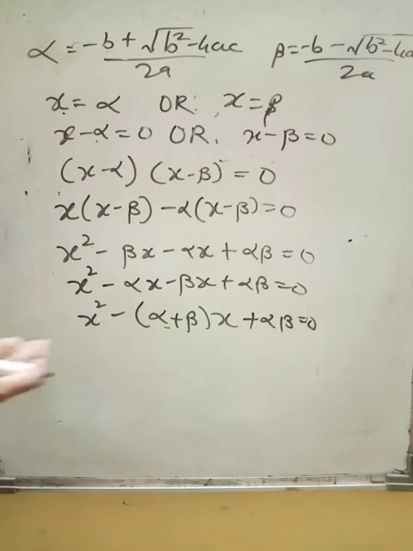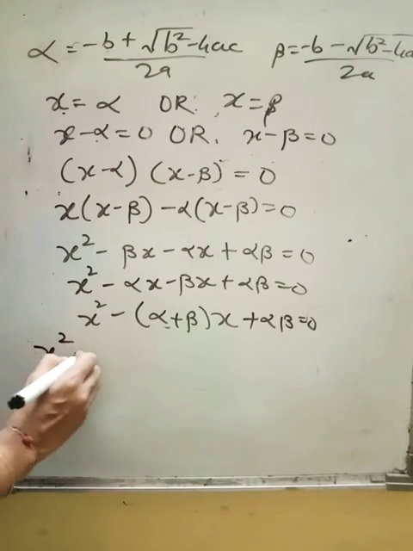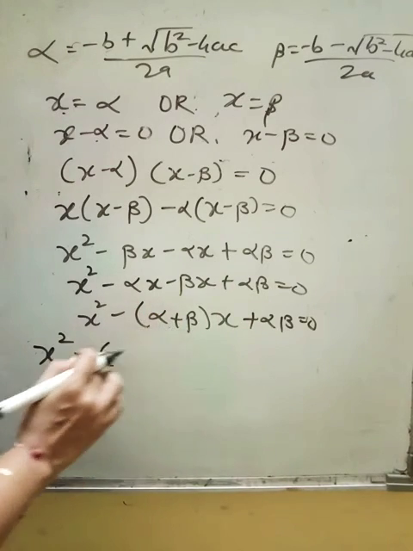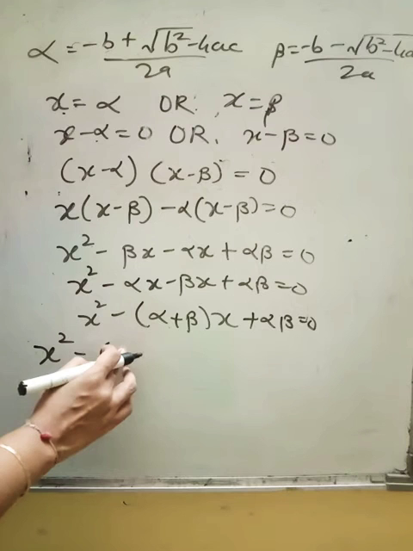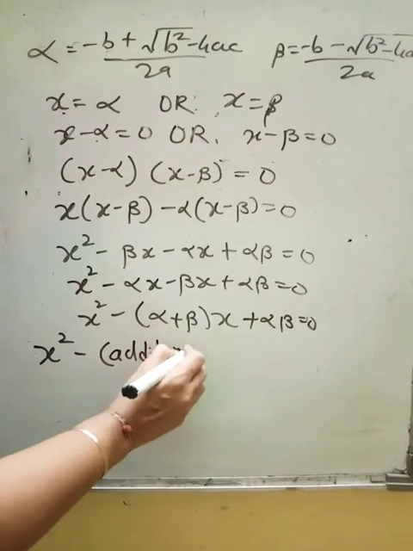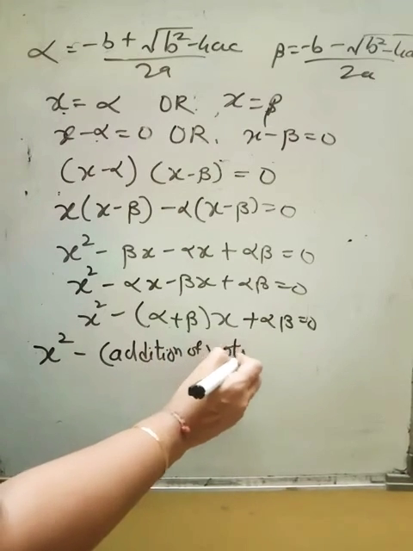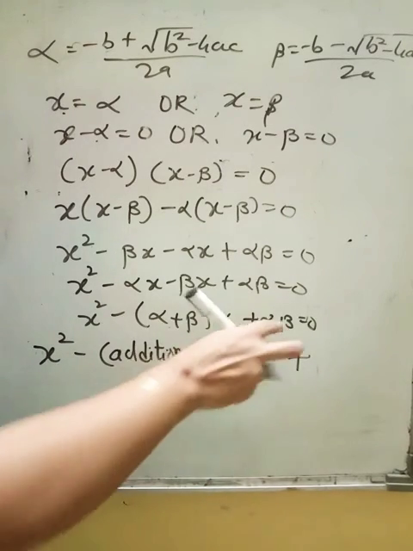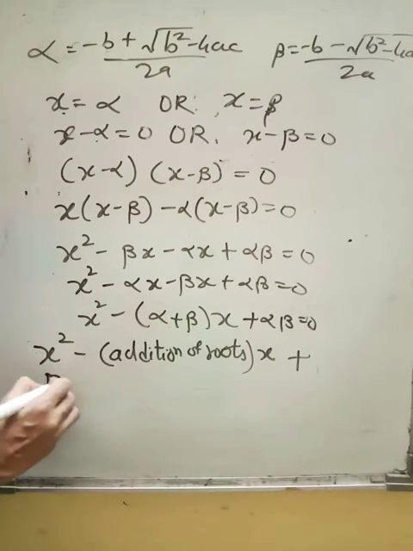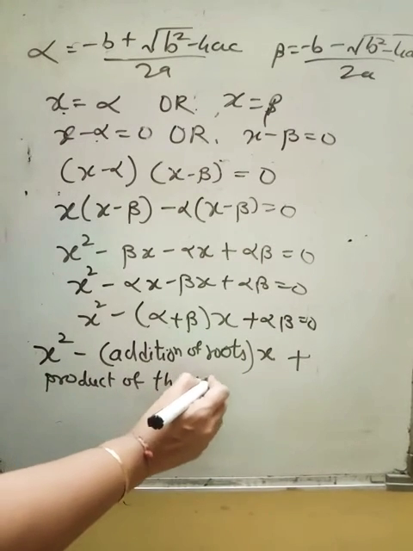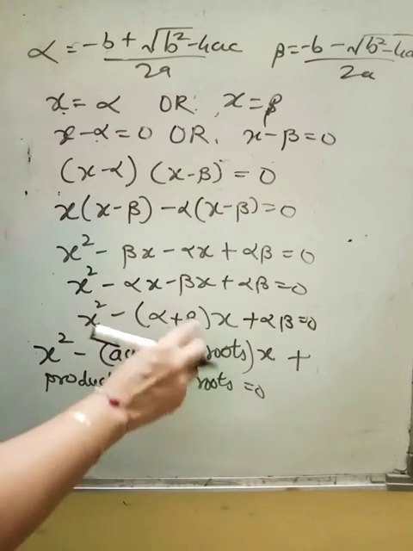So this is nothing but a quadratic equation, isn't it? So what I have, x square minus, alpha and beta were what? Roots of the equation. So what I am having? Minus the sum of the roots, or the addition of the roots, into x, and then plus, what is it? Alpha beta means the product of the roots, the multiplication. So this is how the equation is formed.